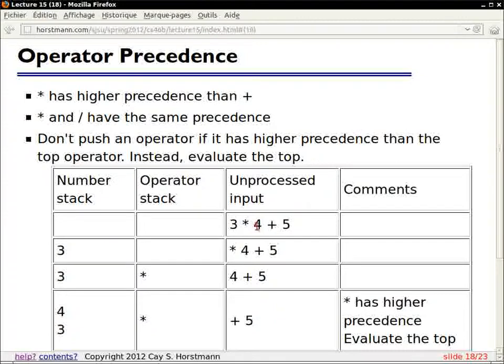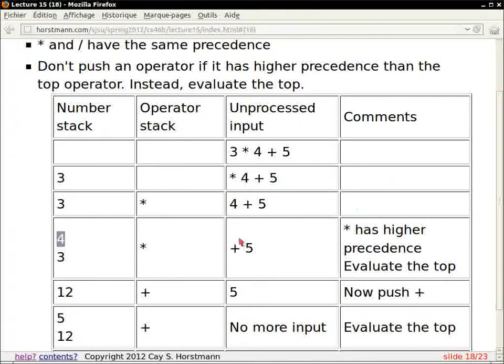We see the 4, and we put it here. Now we see the plus. And at this point, we now need to make a decision. We need to make the decision, should we evaluate the star, or should we also push the plus on the stack? And it depends on which of them is the stronger operation. So in this case, the multiplication is stronger, and therefore you want to do it. You just want to resolve it, so that's the 12 here.